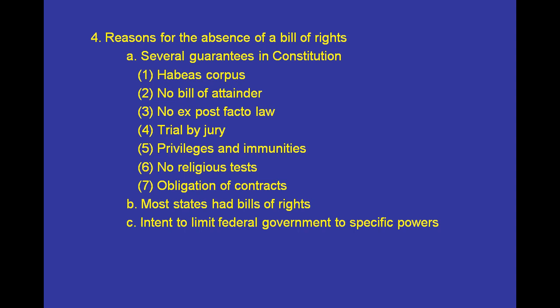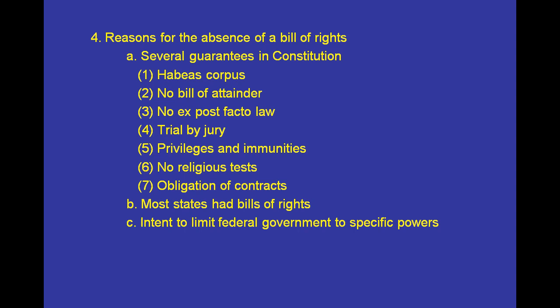The reason for an absence of a Bill of Rights from the original Constitution goes many different ways. There were already several guarantees in the Constitution: habeas corpus, no bills of attainder, no ex post facto laws, guarantees of trial by jury, privileges and immunities, clauses for state laws across borders, no religious tests for holding office, the obligation of contracts, regardless of where a person lived within a nation.